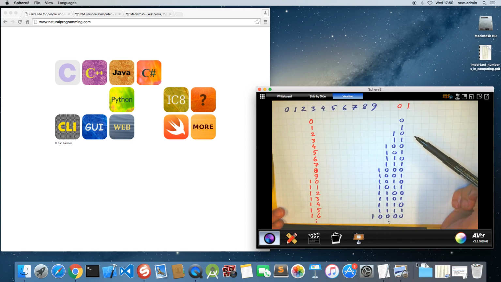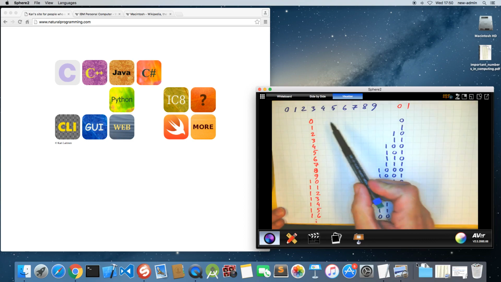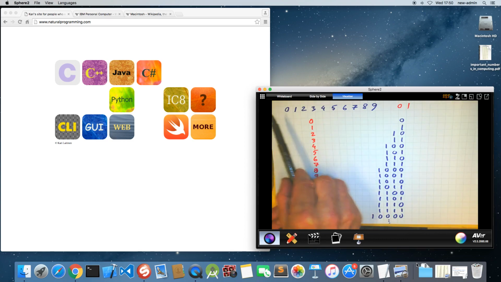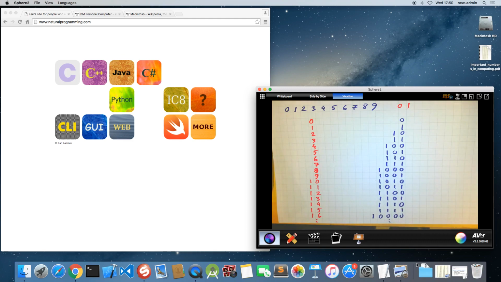So basically, these two numbering systems, the decimal system and the binary system, are similar. The only difference is that there is a different number of numerical symbols in use.